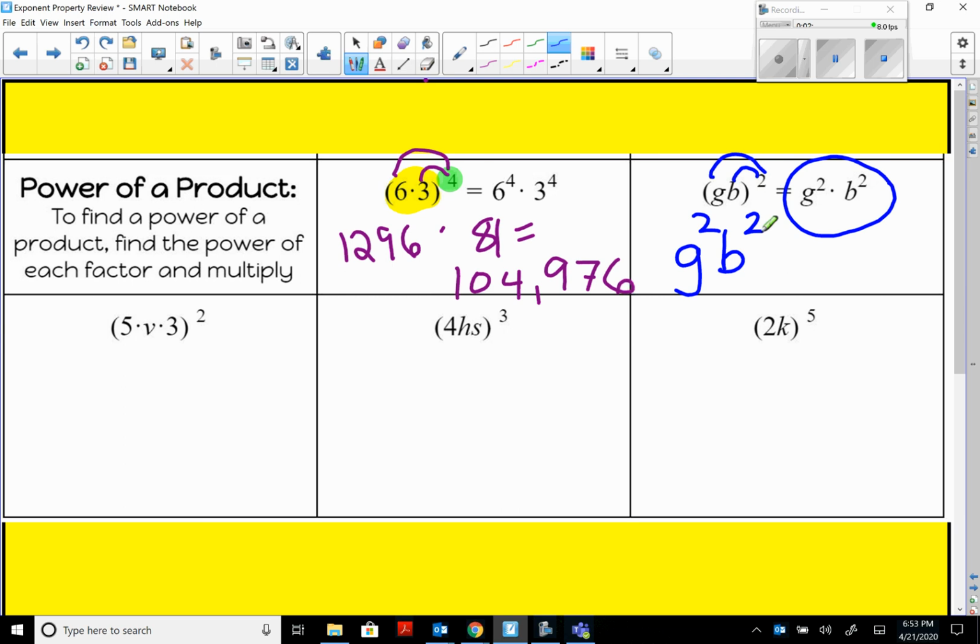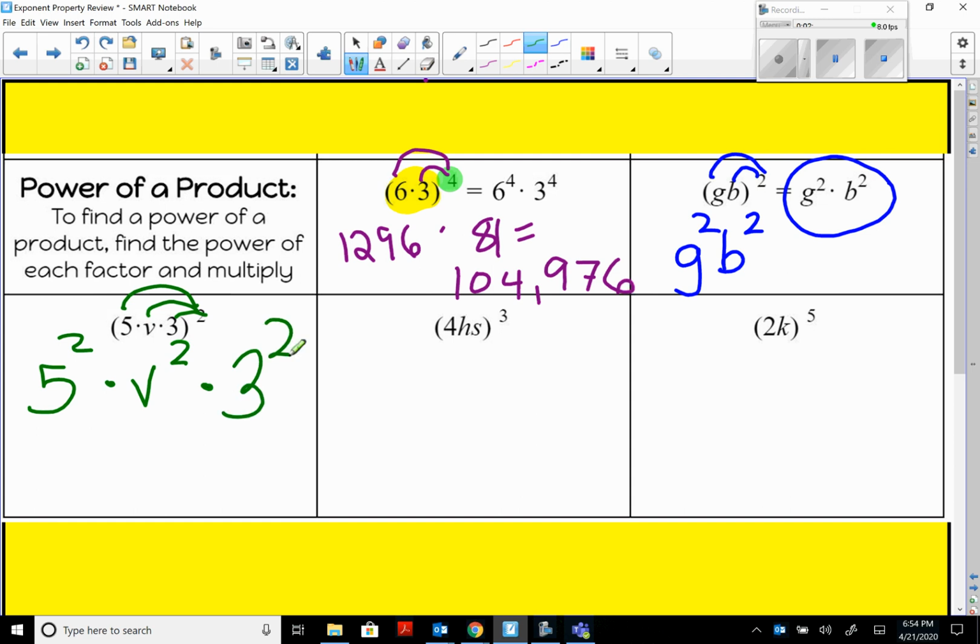All right, so looking at the first one, there is an exponent of 2 on the outside of the parentheses. So I'm going to distribute or give that factor to everything inside the parentheses. So I'm going to raise the 5 to the 2nd power. I'm going to raise the v to the 2nd power. And I'm also going to raise the 3 to the 2nd power.